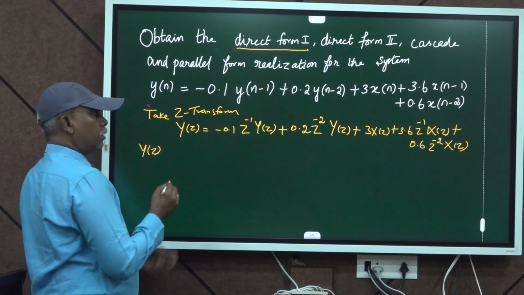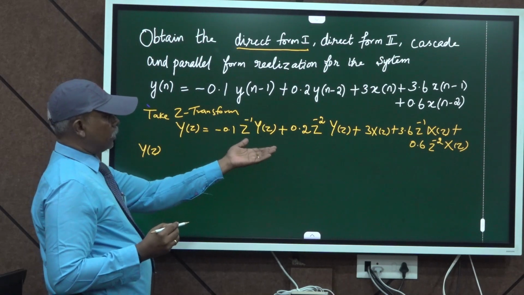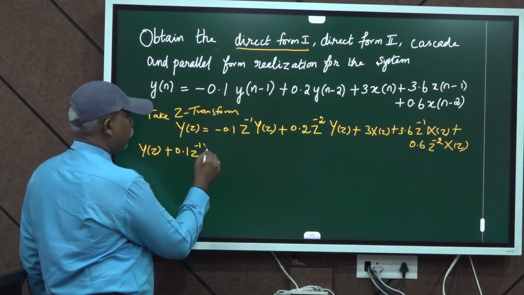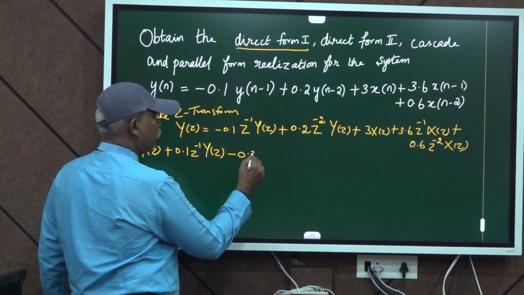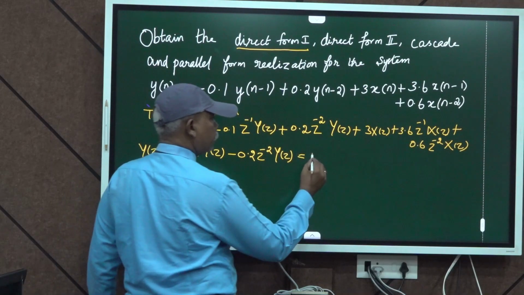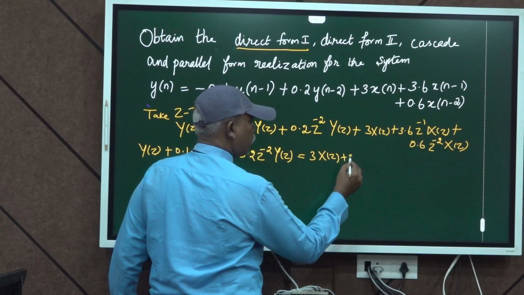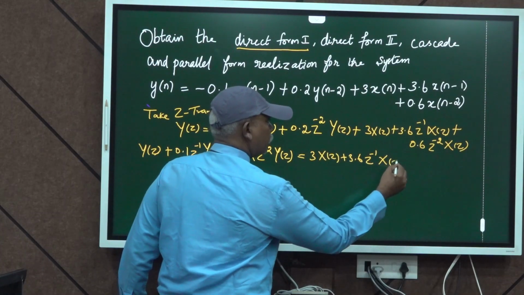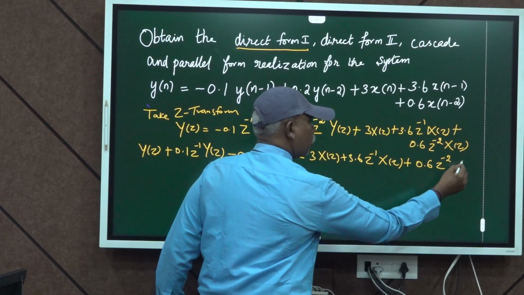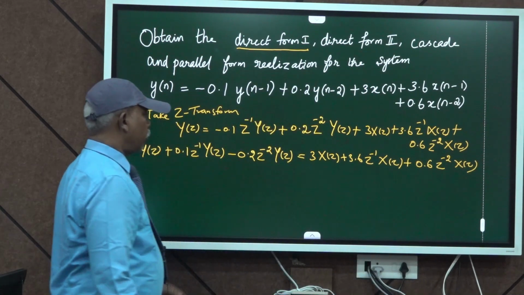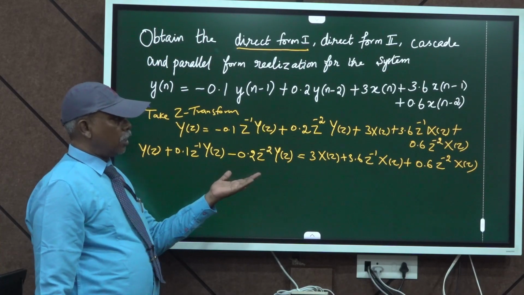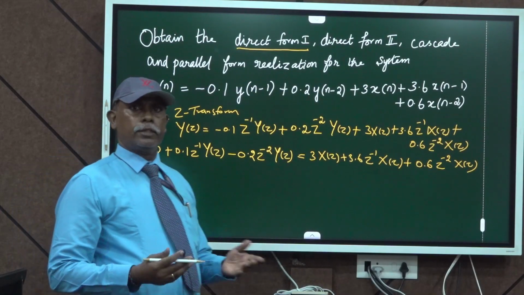So Y of Z, I now want to take the two terms to the left hand side: plus 0.1 Z inverse into Y of Z, minus 0.2 into Z power minus 2 into Y of Z. This is equal to 3X of Z plus 3.6 Z inverse into X of Z plus 0.6 Z power minus 2 into X of Z. Now I want to take Y of Z as a common factor on the left hand side and X of Z as common on the right hand side, because we want to construct the filter.